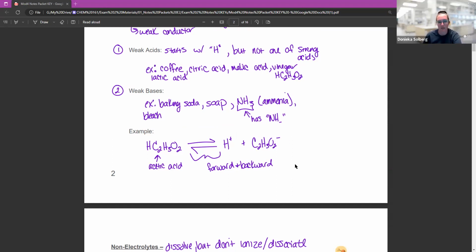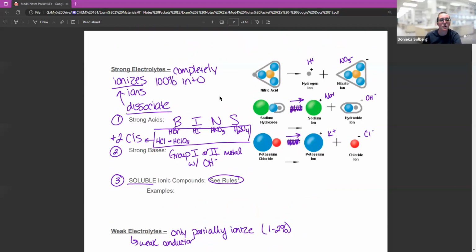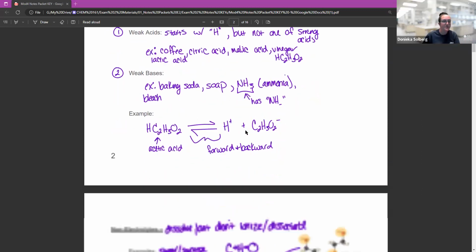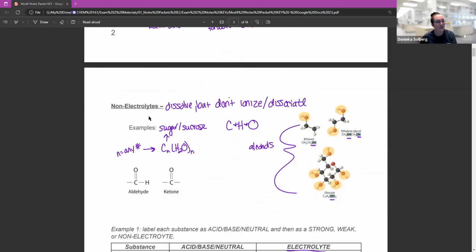So it is a weak conductor or a weak electrolyte. Okay, so you can assume ionic compounds and strong acids and bases are strong electrolytes. Weak electrolytes are only weak acids, so if they start with an H and it's not one of the 6, or weak bases, usually something that's got a nitrogen in it, those are going to be weak electrolytes. Okay, and then the non-electrolytes are the things that don't dissociate at all.